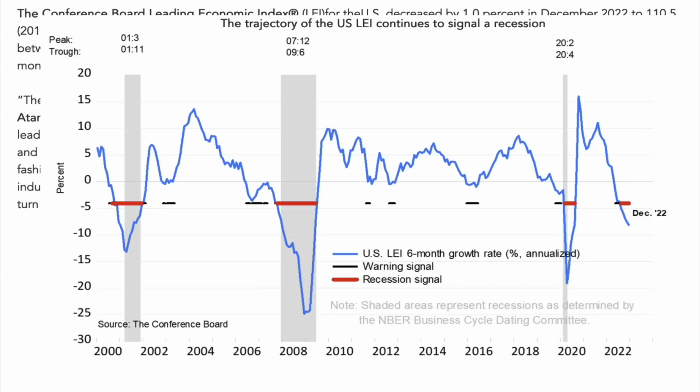Okay, we got leading indicators last week for the US, and I wanted to put everything on one screen, but it didn't fit, so I overlapped it, but it's easy enough.